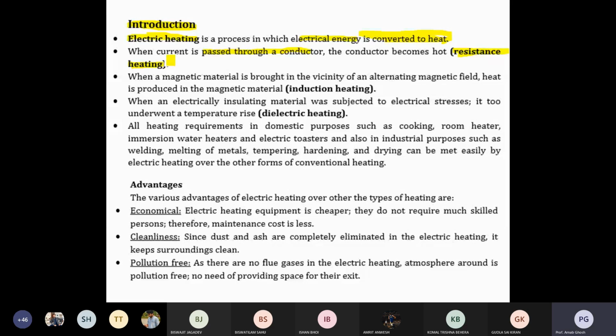All heating requirements in domestic purposes such as cooking, room heaters, immersion water heaters, electric toasters, and also industrial purposes such as welding, melting of metals, temperature hardening, and drying can be made easily by using electric heating rather than other forms of conventional heating. You can understand that all are related to our different domestic appliances as well as industrial applications.